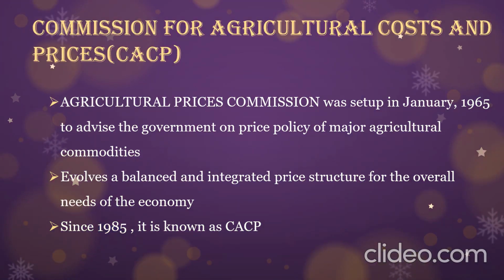Here comes the Commission for Agricultural Cost and Prices, CACP. In January 1965, this commission was set up as Agricultural Prices Commission to advise the government on price policy of major agricultural commodities. It evolves a balanced and integrated price structure for the overall needs of the economy. Since 1985, it is known as the Commission for Agricultural Cost and Prices, CACP. It takes into account certain factors such as the cost of production, the changes in input prices, the input or output price parity, the intercrop price parity, the effect on industrial cost structure, the effect on general price level, and the effect on cost of living.